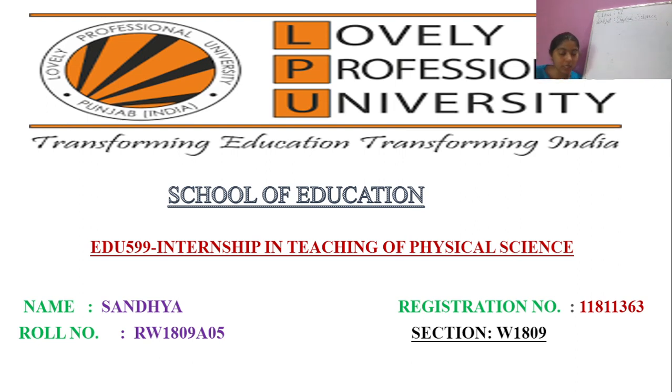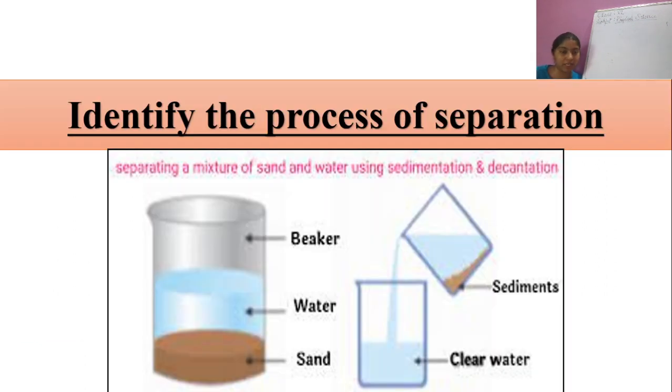Okay students, I'm going to show you something. You have to identify the process of separation that we studied in the previous class. Let's see what is in front of you. In front of you there is one beaker containing water and sand, and the other beaker is being separated from the sand and water. You have to find out the two processes here.